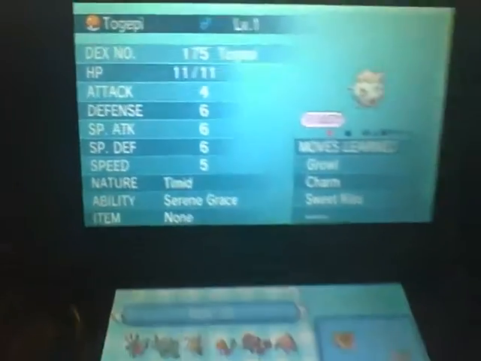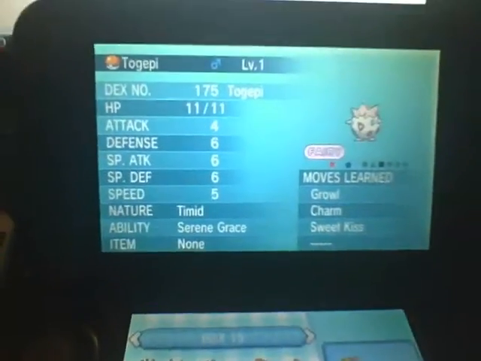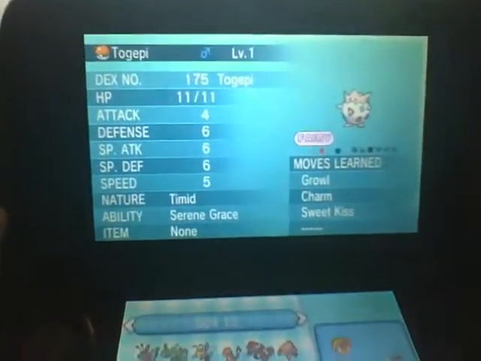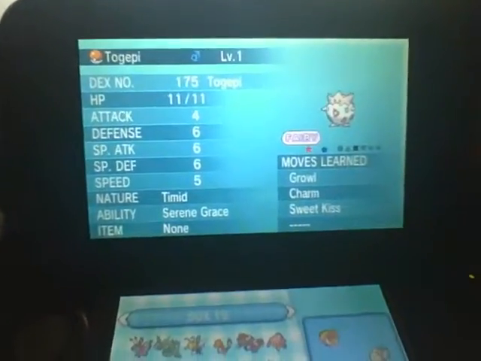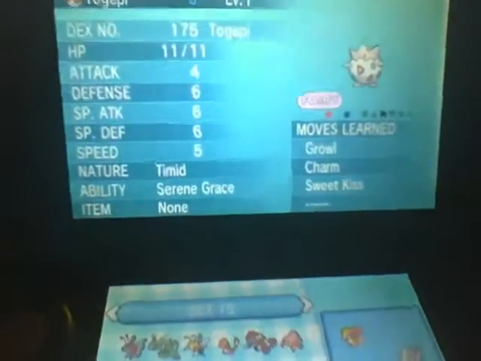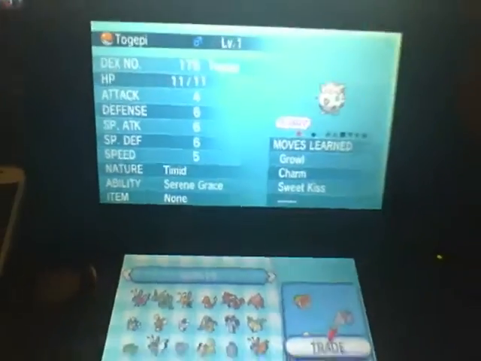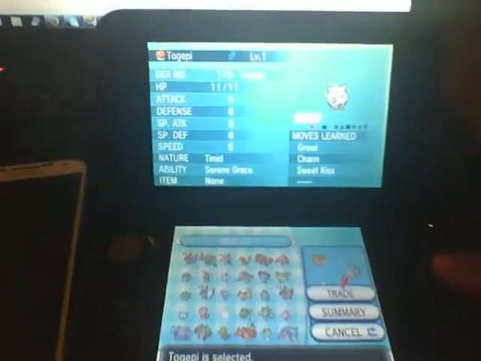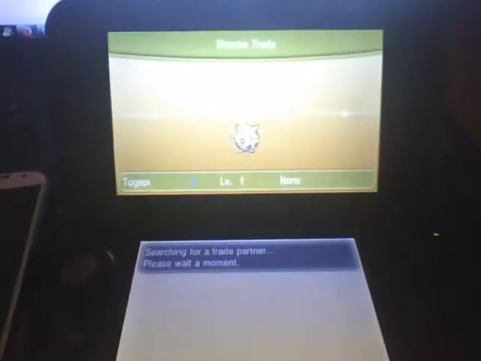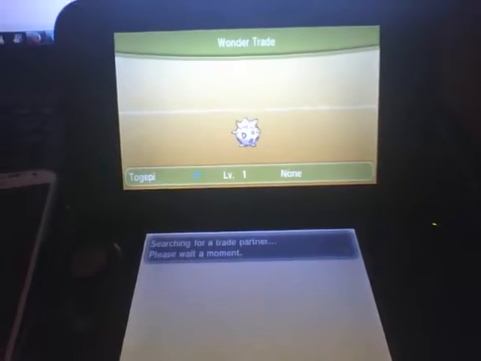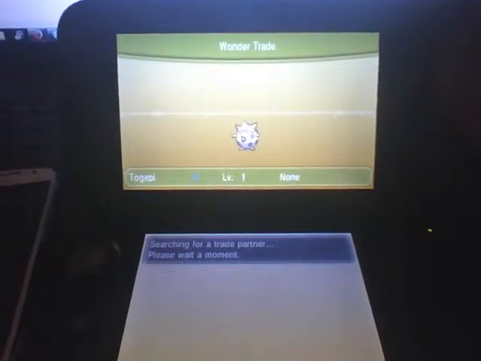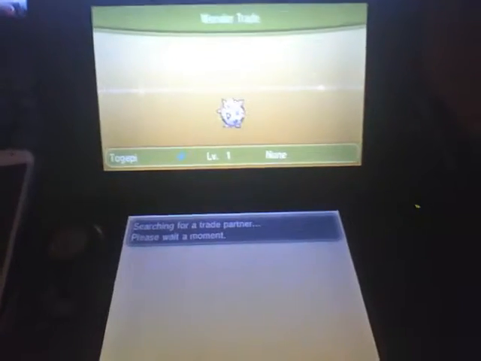I just told some people on Instagram to try to get on that wonder trade because I'm going to be wonder trading a couple more shiny Pokemon. First up is this adorable shiny Togepi, one of my favorites. So, this is going up for trade, as you can see. Look at that cute, adorable Togepi going up for trade. Let's see who's going to get it.